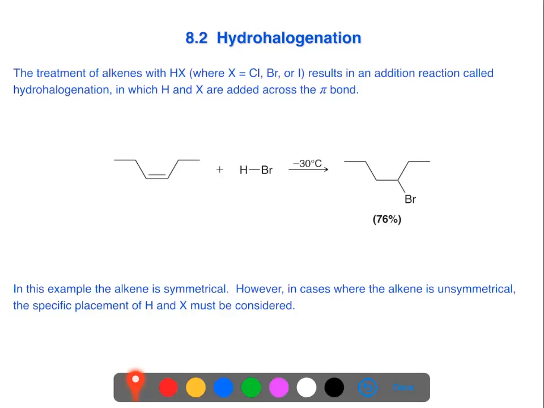Now, if the alkene is unsymmetrical, that is, the R groups attached to the carbon-carbon double bond are not identical and not the same, then we will have different regioisomers. So we'll look at how we can predict where that new carbon-bromine bond is going to form.